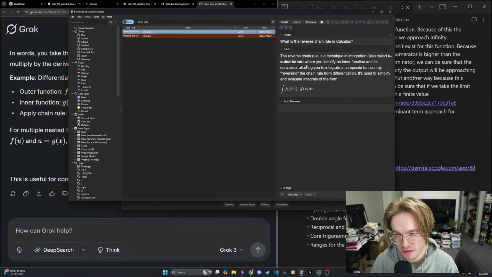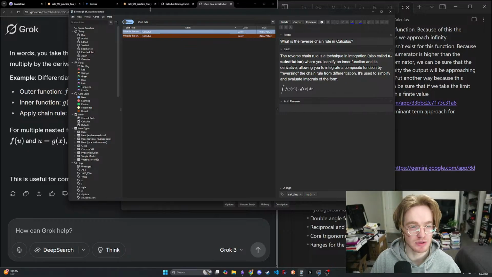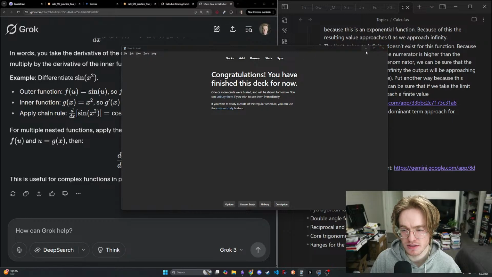Wait, what? The reverse chain rule in integration, also called U substitution, is where you identify an inner function and its derivative, allowing you to integrate a composite function by reversing the chain rule from differentiation. It's used to simplify and evaluate integrals of the form. Okay. So let's see now.